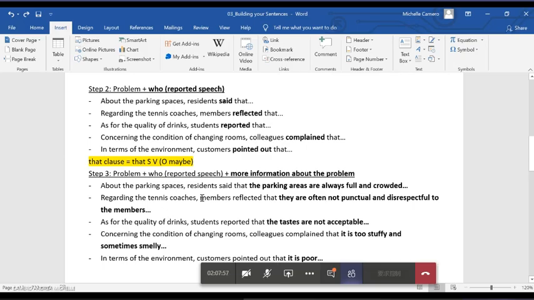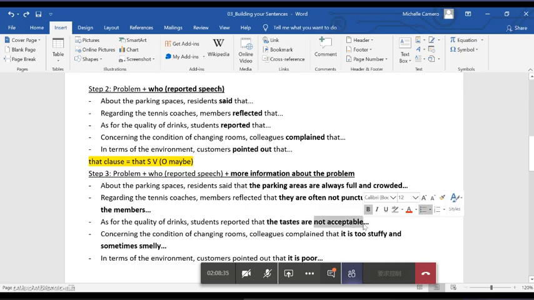That's step 3. All right, so remember I told you after the word that, all of these have the word that. So you're going to have a that clause. So you're going to need a subject and a verb after the word that and maybe an object. So right here, after the word that, we have the parking areas is our subject. The word are is our verb. And then always full and crowded is the clause or the object. Here, after the word that, we have the word they. That's our subject. Are is our verb. Often not punctual and disrespectful to the members. That is the clause or object. And we've got it here too. The taste is the subject. Are is the verb.